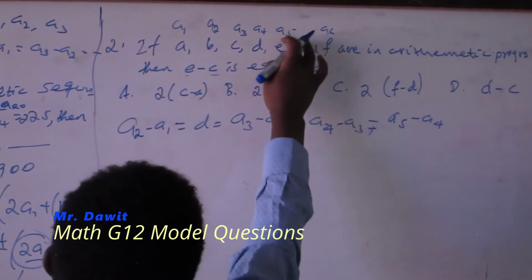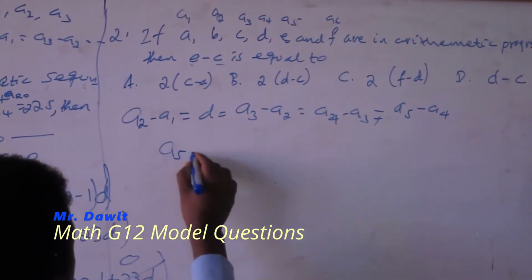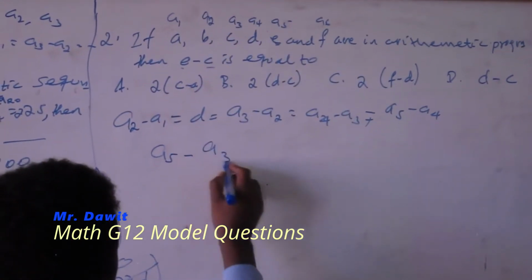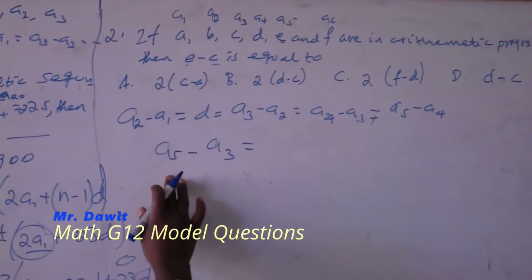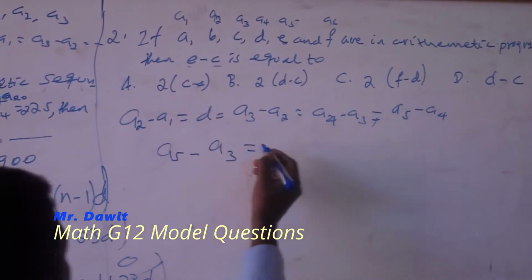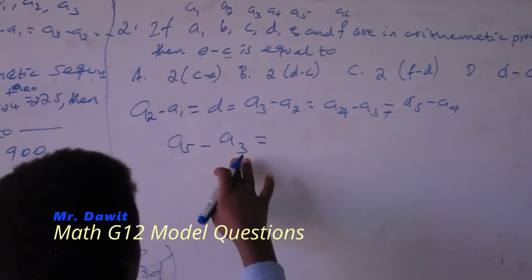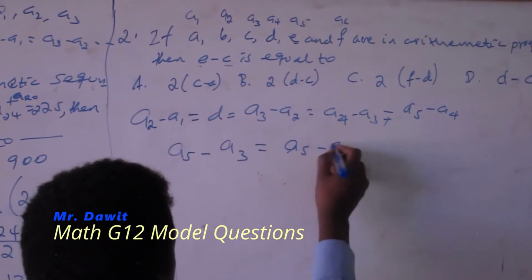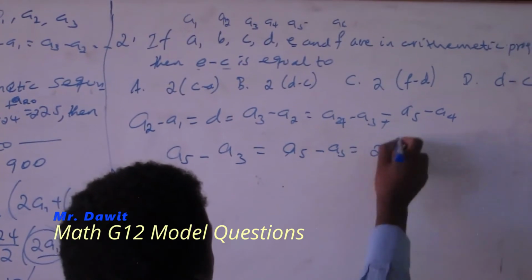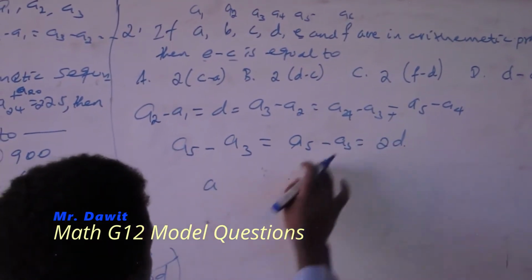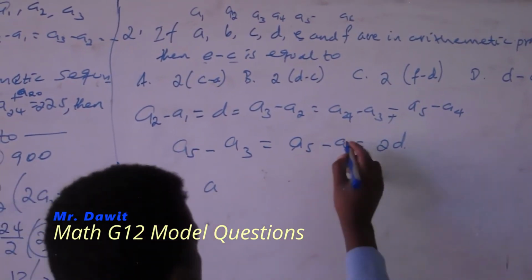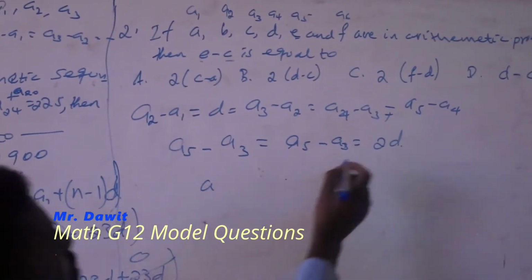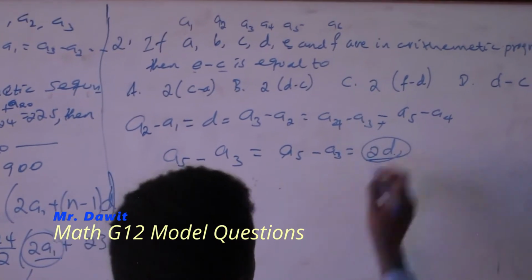E is the fifth one, yes? That is A5 minus, and C is what? The third one, yes? A3. That means A5 minus A3 should be what? Twice D, because the difference between the fifth and the third term is 2, that is twice of what? The difference, yes? Twice the difference.